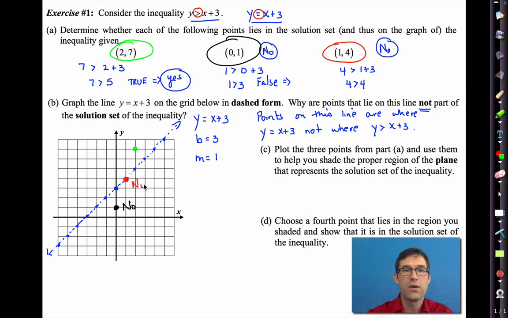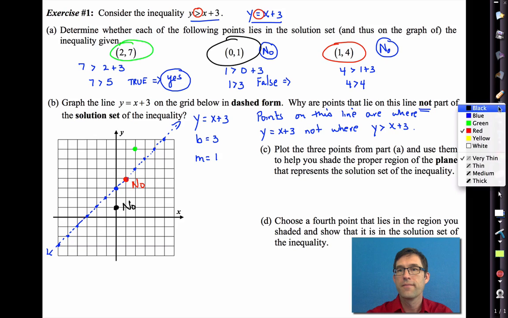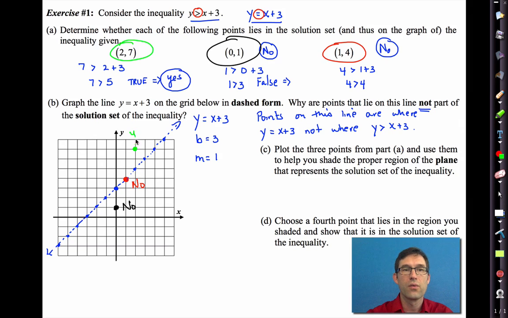This was a no. And the green was a yes. Now, as we consider the inequality y is greater than x plus 3, it makes sense that yes would be on this side of the line, because every point that's over in this region is one where the y coordinate is greater than the line y equals x plus 3.